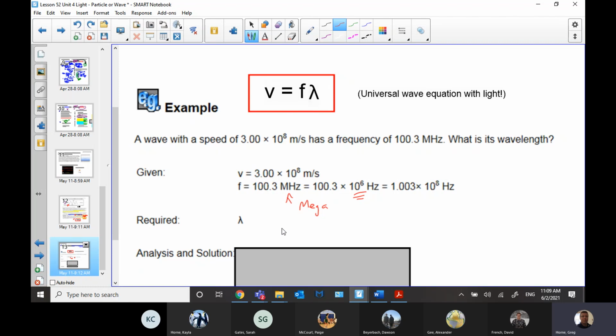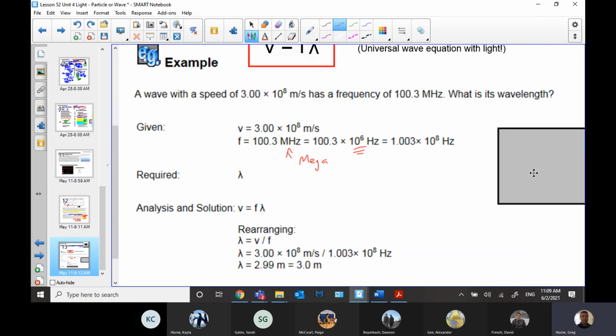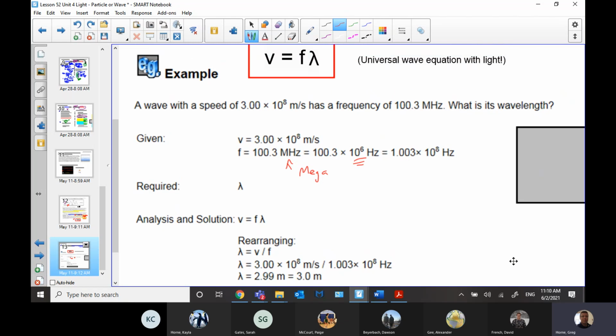So we have v equals f lambda. Obviously, you can rearrange first, put in the v and put in the f, and just solve for wavelength. So v equals f lambda, with 300 million being 3.00 times 10 to the 8, or just write 3 times 10 to the 8 if you want, because we're going to keep 3 significant digits in the end. Frequency we are given as 1.003 times 10 to the 8, and then we have the wavelength. So, obviously, just algebra.